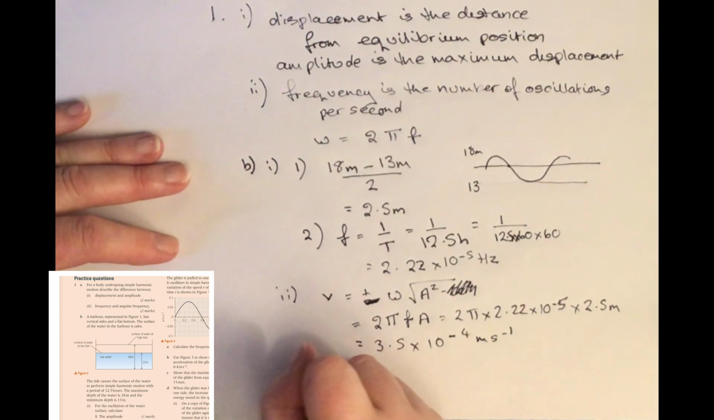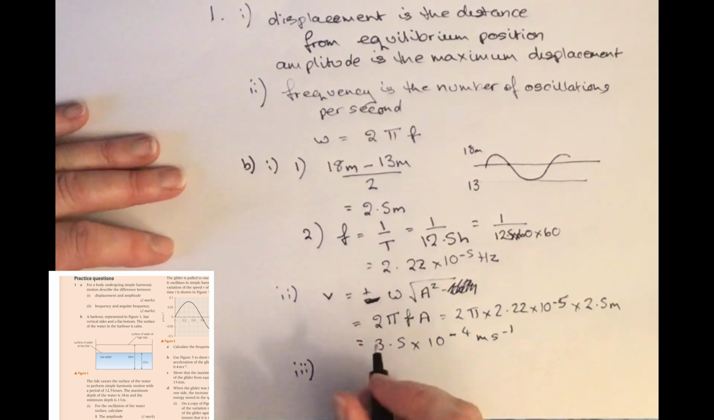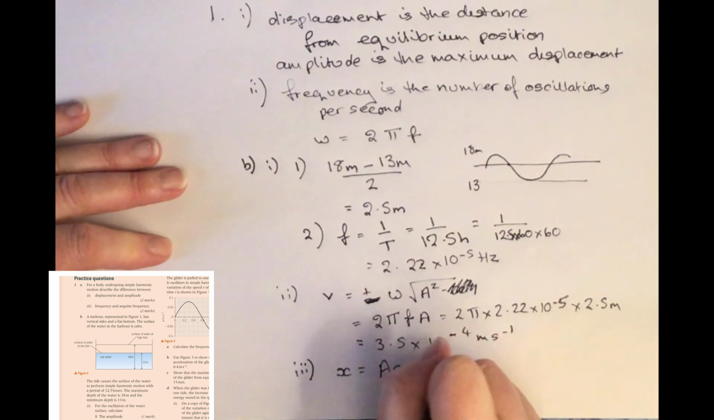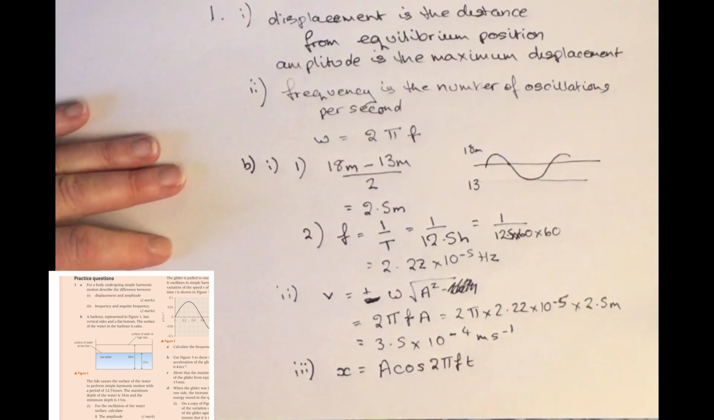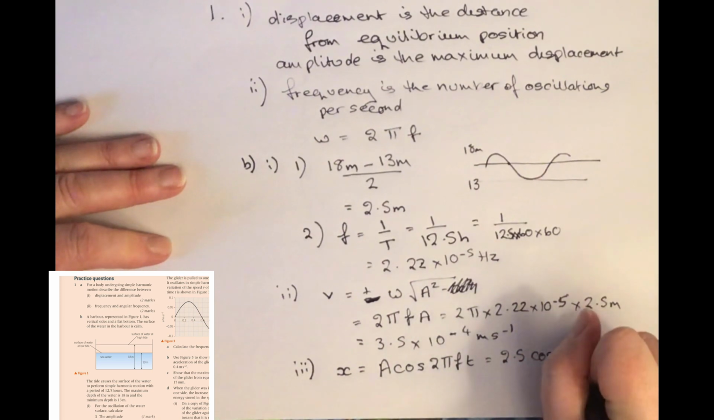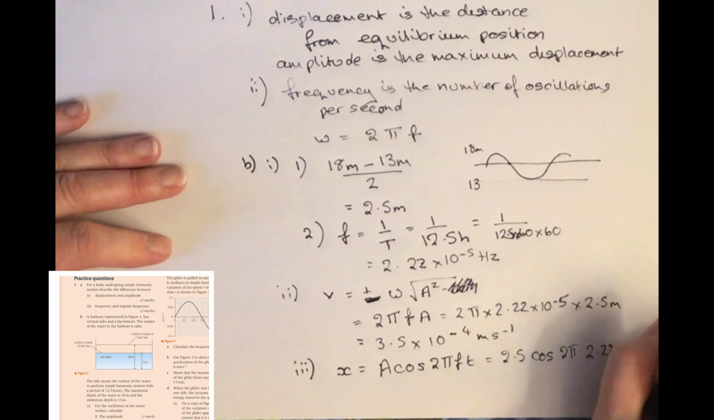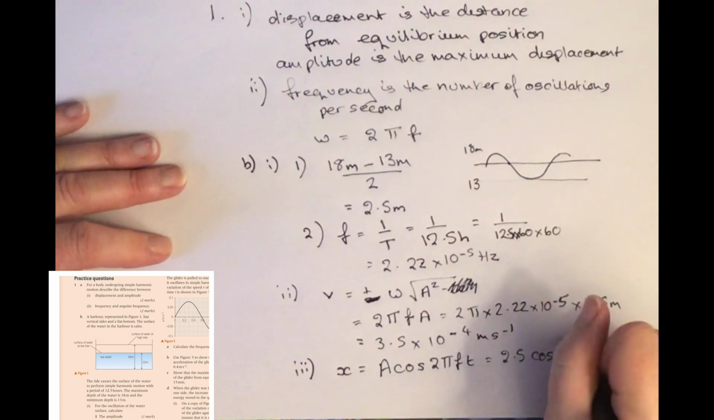The third part asks you to write an expression for the depth in metres in terms of the time in seconds. Well, we know that the displacement is equal to a cos 2 pi f t. And we know a lot of these values now. We know that a is 2.5, and we know that f is 2.2 times 10 to the minus 5, and then we multiply it all by t.